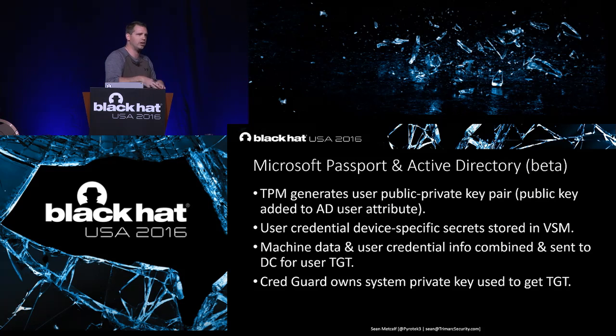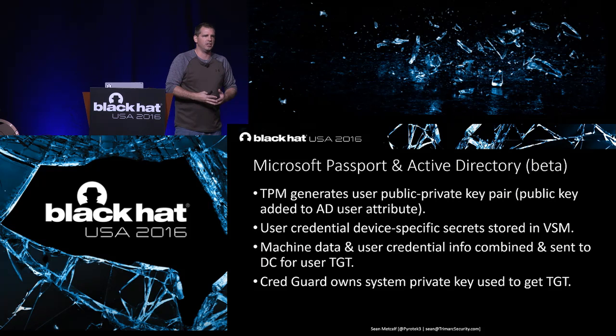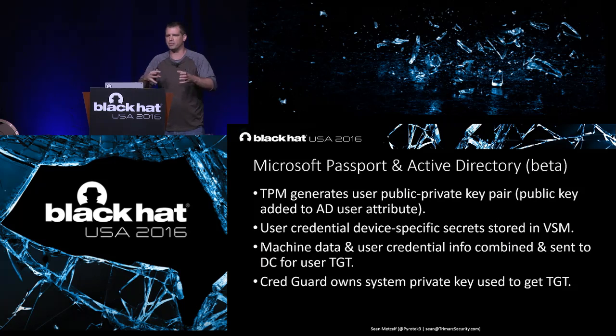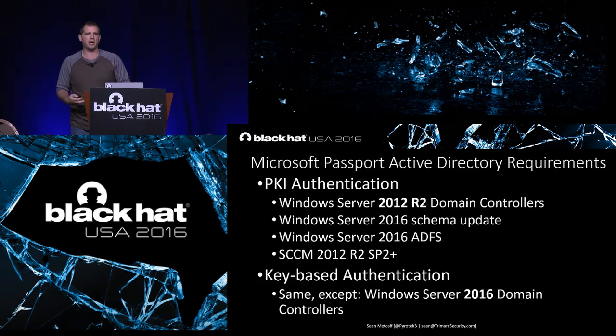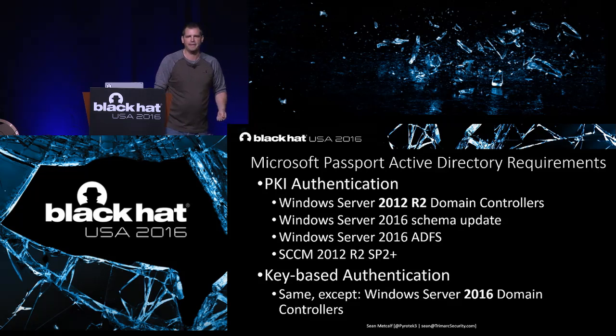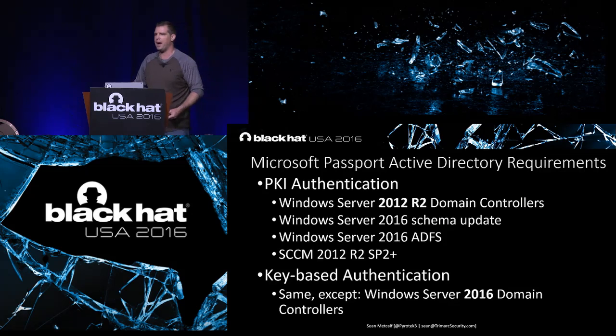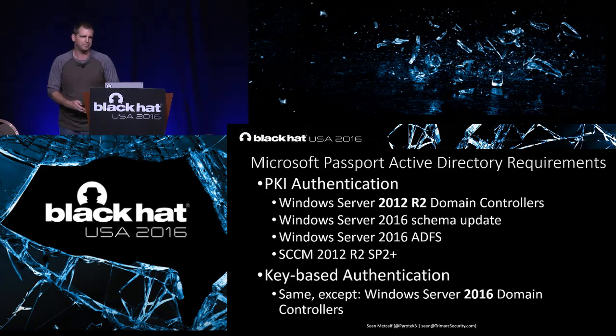And since Credential Guard owns the system private key, to get that TGT, if you turn off Credential Guard, this whole process doesn't work. So Microsoft has really thought through this, and again, when this comes out in a few months, we'll get a much better idea what this looks like. But if you want to roll it out in a few months, there are some requirements, which may get updated in September. The key here is you're going to have to deploy some 2016 infrastructure, which makes a lot of sense. And if you have key-based or password-based authentication, you're going to have to deploy some 2016 DCs.